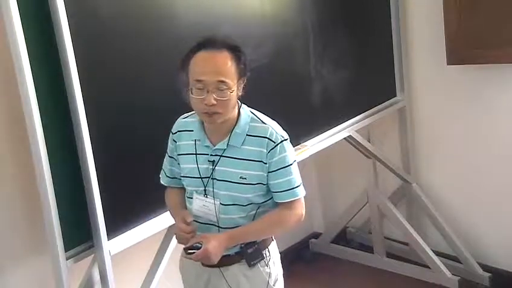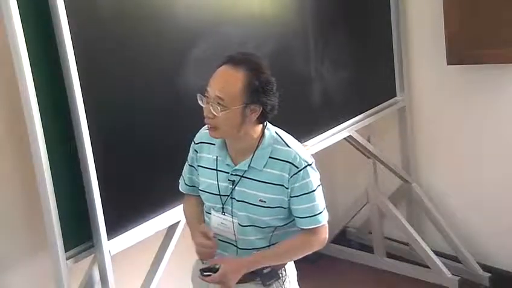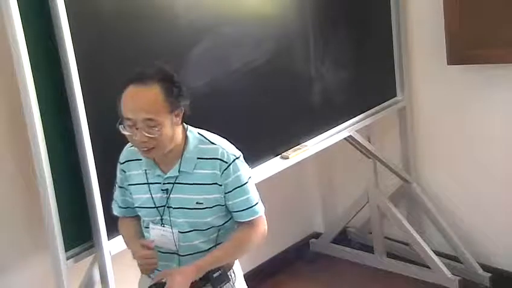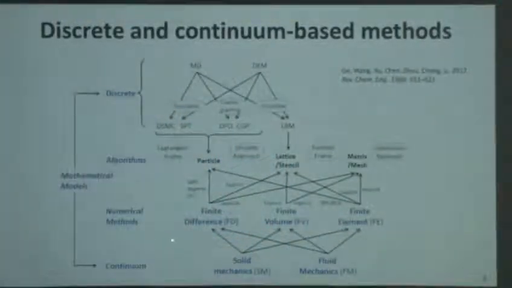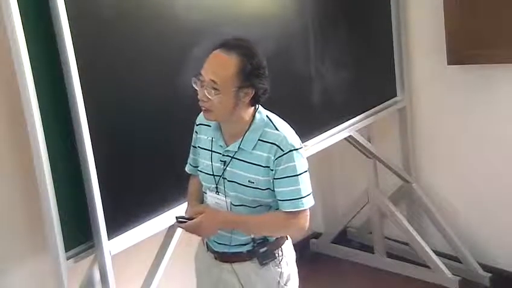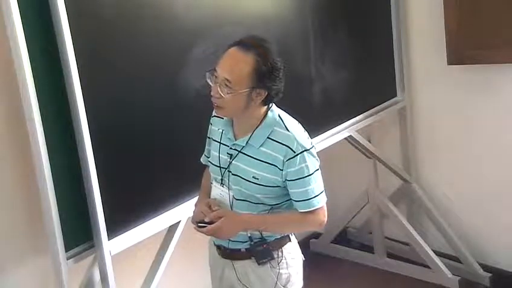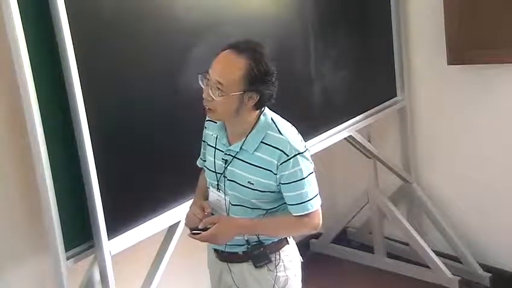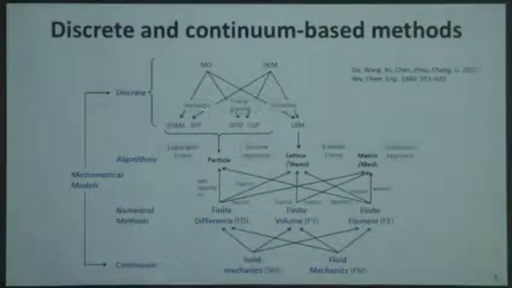there are two numerical methods, discrete and continuum based. And actually for discrete methods there are some prototype ones like molecular dynamics and DEM. And actually we can do a lot of tricks to either do some stochastic process or coarse graining or simplify their interactions, and then we can develop some more methods like DSMC, DPD, and lattice Boltzmann.